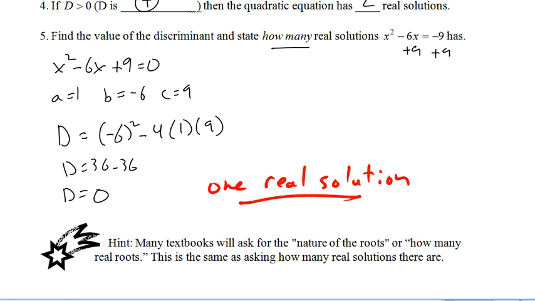Okay, important note down at the bottom here, the textbook may say something like, ask for the nature of the roots or how many real roots. This is just saying how many real solutions there are.